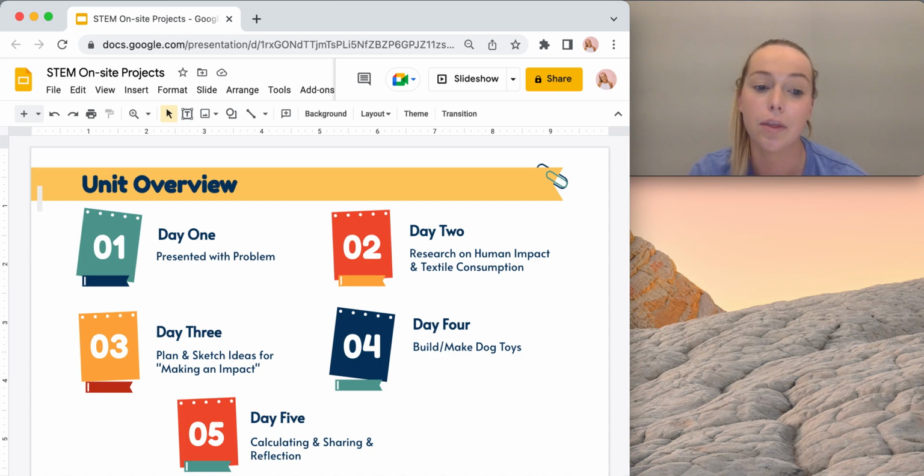And then on day 3, they plan and sketch their ideas for making an impact, so coming up with those products that they are going to donate. And then day 4, they are going to build and make the dog toys or the dog products. We ended up going with a dog toy, but they could have made a dog mat or a cat mat. And then the last day is they are going to be calculating, sharing, and reflecting.